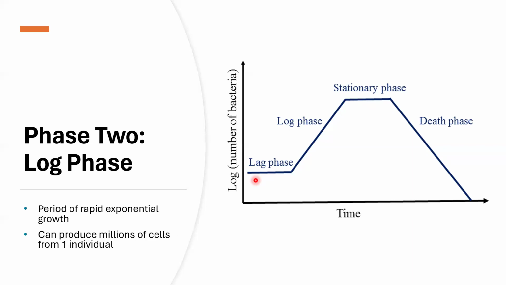And that's followed by the second phase, which is our log phase. The log phase is called the log phase because you get exponential growth. And so one cell after one generation becomes two, and after two generations, 4, 8, 16, 32, 64, 128, 256, 512. And after 30 generations, which if you're doing a generation every 20 minutes, that's something like 10 hours, you can have millions of bacteria coming from one individual cell.